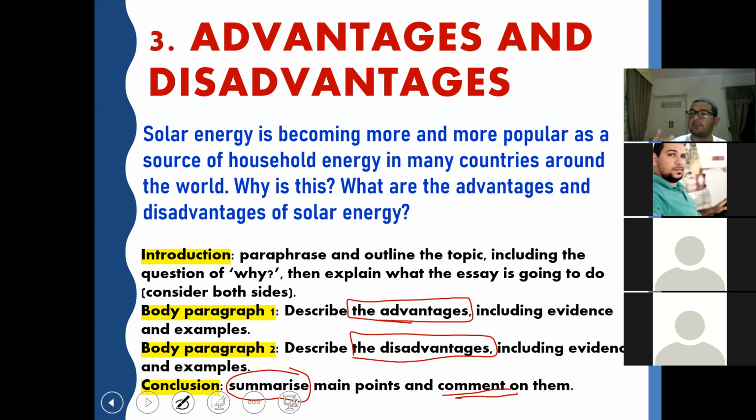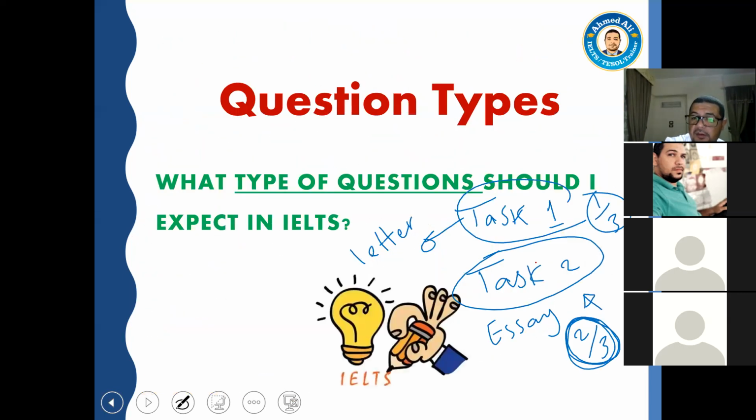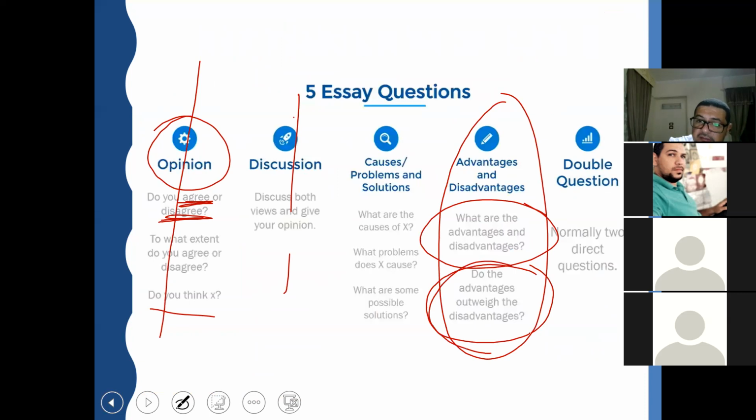Introduction, conclusion, and in the middle 2 body paragraphs. What about the advantages and what about the disadvantages? Let me ask you a question. In this question, does the question ask you to state your opinion? No. However, in this one, it does.